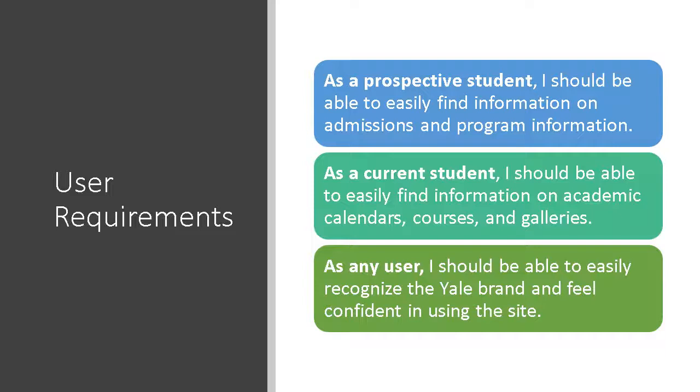To help with a deeper analysis of the site, I decided to identify potential site users and their requirements. I came up with 2 main groups, prospective student and current student. I thought about what information these users would be looking for and the basic tasks that each of these user groups should be able to accomplish. Prospective students are primarily concerned with admissions and program information. Current students want information on academic calendars, courses, and galleries. And finally, all users that are not in these categories, at a minimum, should be able to recognize the site as part of the Yale family.